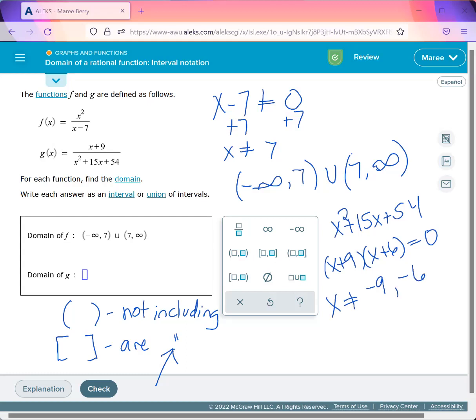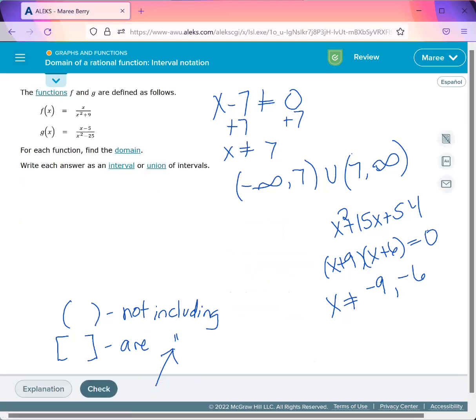So we're going to have 3 intervals that we're going to want to put together. So we'll go from negative infinity to negative 9. And then we will go from negative 9 to negative 6. And then we'll go from negative 6 to positive infinity. So any numbers other than negative 9 and negative 6 will work in our domain.